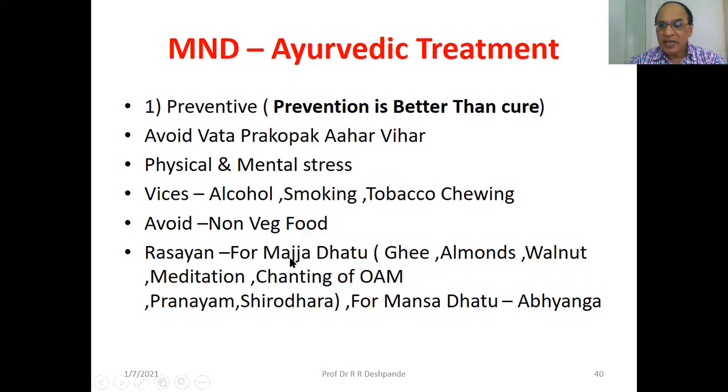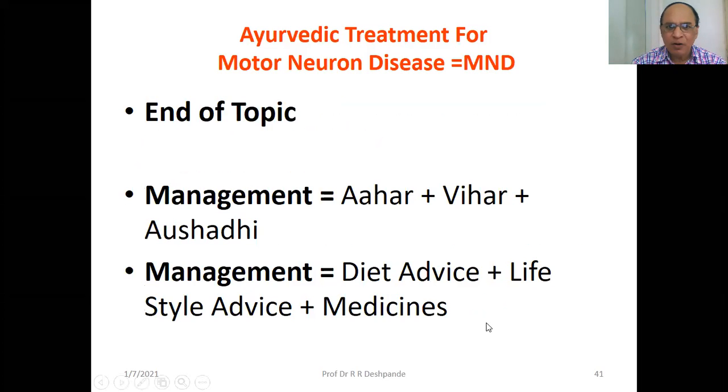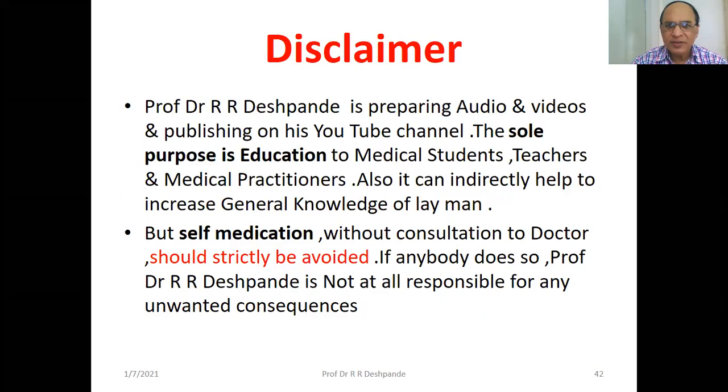Yes. Rasayana for Majja Dhatu, the brain: ghee, almonds, walnuts, meditation, chanting of Om. Very important. Pranayama and Shirodhara for Majja Dhatu, Abhyanga is very important. So my dear friends, this is all about Ayurvedic treatment for motor neuron disease. Any disease can be treated by Ahar, Vihar and Aushadhi. So dietary advice, lifestyle advice and medicines.